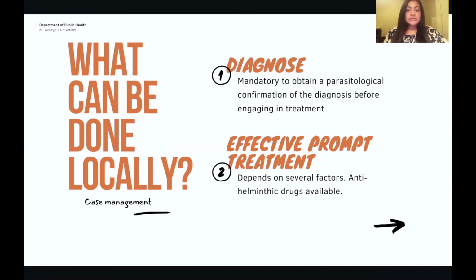Effective prompt treatment is the next step if a person is diagnosed with leishmaniasis. The treatment of leishmaniasis depends on several factors, including what type of disease the person has, concomitant pathologies, the parasite species, and the geographical location. Antihelminthic drugs are available, and a specific guide is shown in the WHO guide.